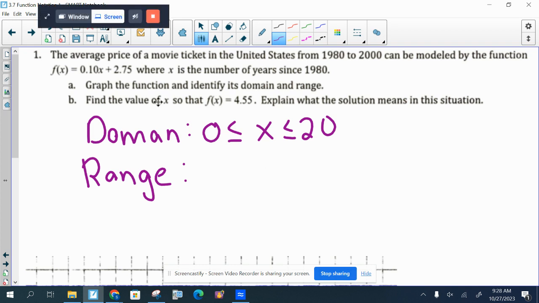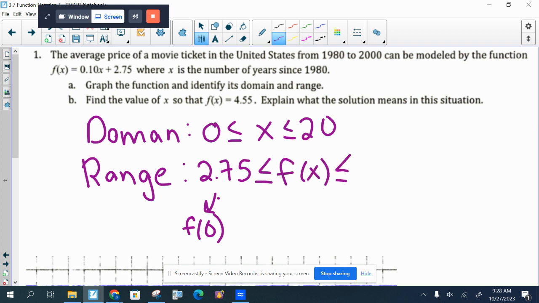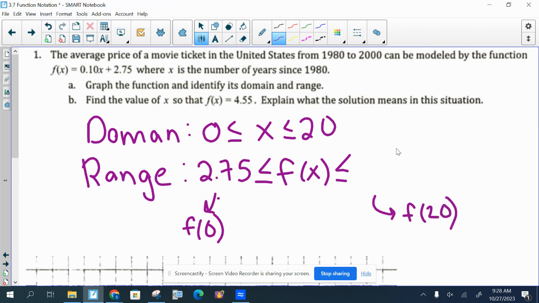So the beginning you would plug in 0, so f of 0, and you would get 275, less than or equal to f of x less than or equal to, and then for the end you plug in 20, because you want to know what's the cost of a movie ticket in 2000, which is 20 years later. So if you plug 20 into the function for x, you end up getting 475. So that is our domain and range. And then we graph it.